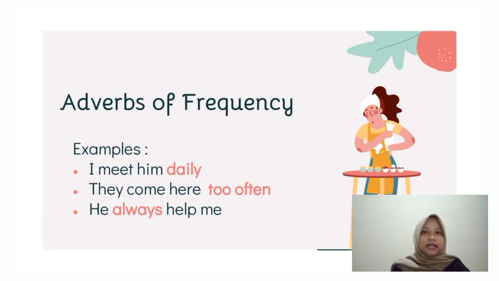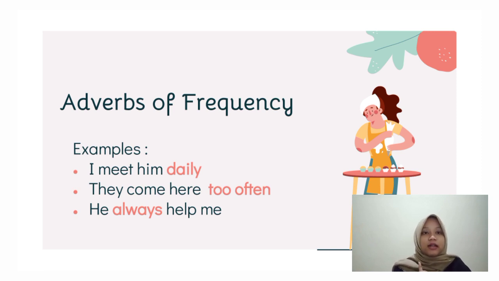And the last one is adverb of frequency. This adverb tells about how often or how many times an action occurs, and it gives an idea about the frequency of occurrence of an action. The examples of these adverbs are like often, sometimes, usually, frequently, seldom, daily, again and again, generally, occasionally, never, and others.